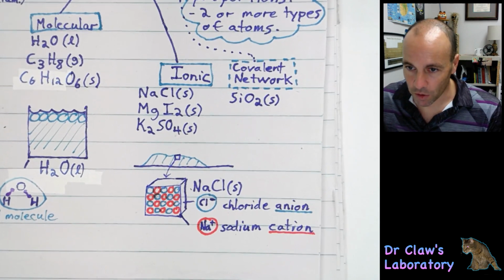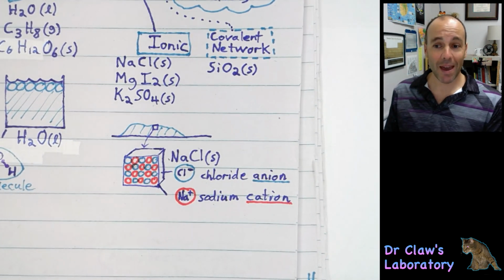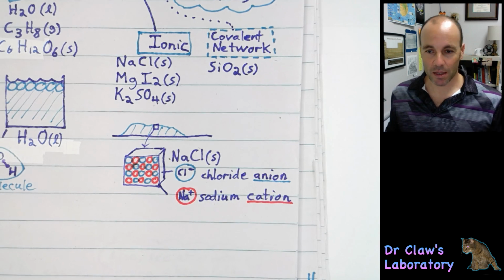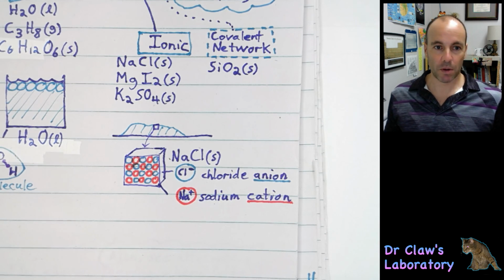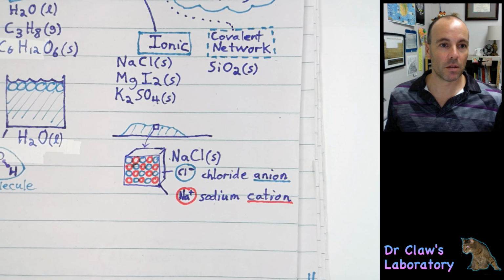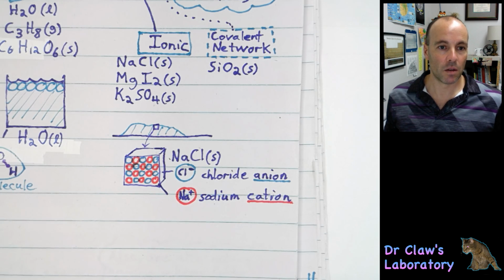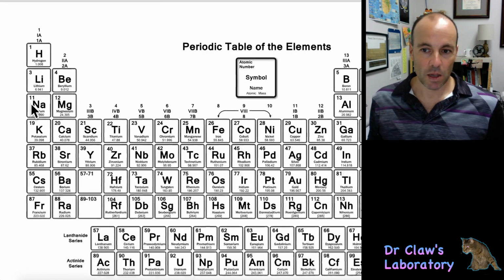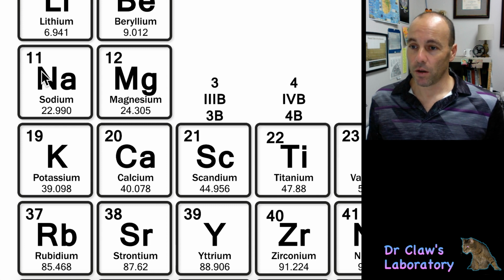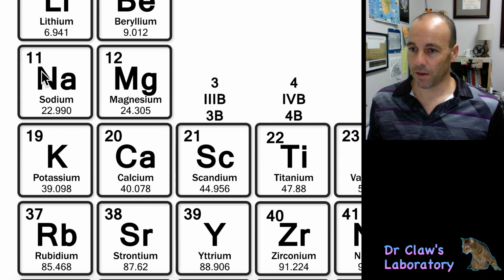So let's take a closer look at, say, sodium chloride. You see a sodium atom has 11 protons and 11 electrons. Let's find that on the periodic table. Okay, here we go. So sodium is element number 11 there on the periodic table. So a sodium atom has 11 protons and 11 electrons.